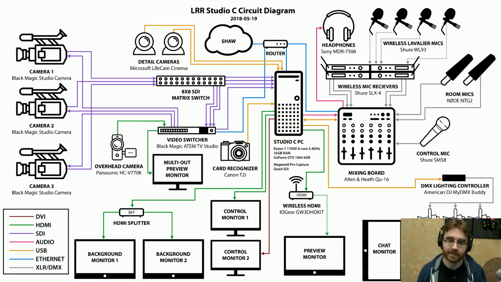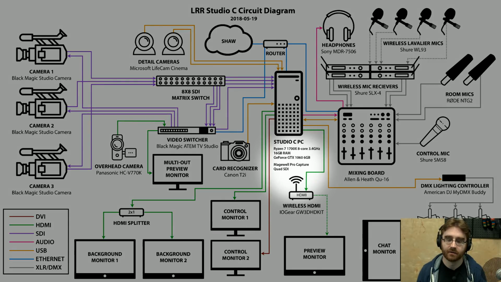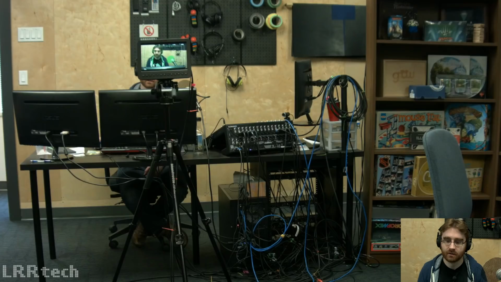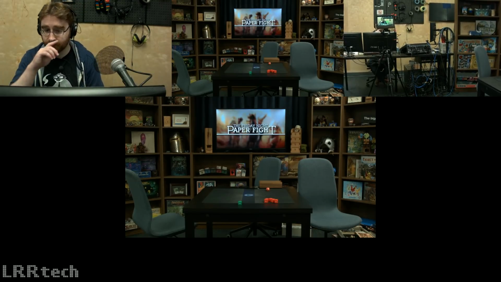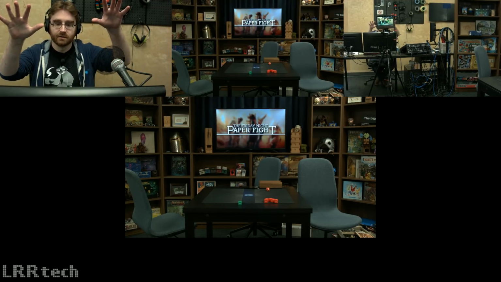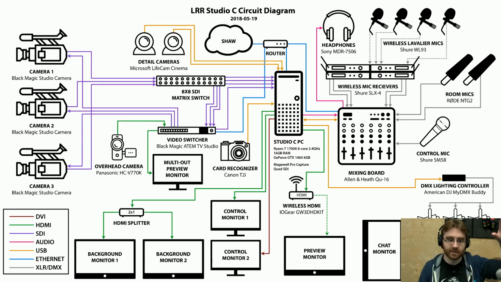Like in this diagram, the Magewell is a quad SDI card, which means it's got 4 SDI inputs, and as you can see, it looks like we have 3 cameras. So why do we need 4 inputs on our capture card? That's because of how our setup is here. We've got all these cameras. Trying to explain this in a useful way.